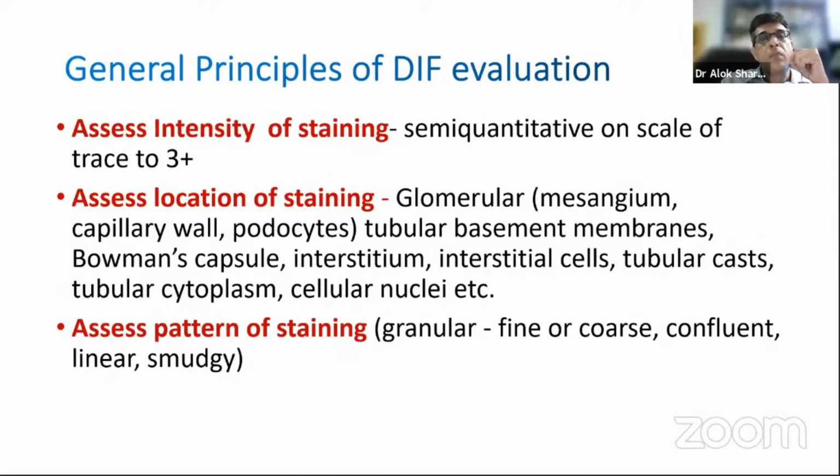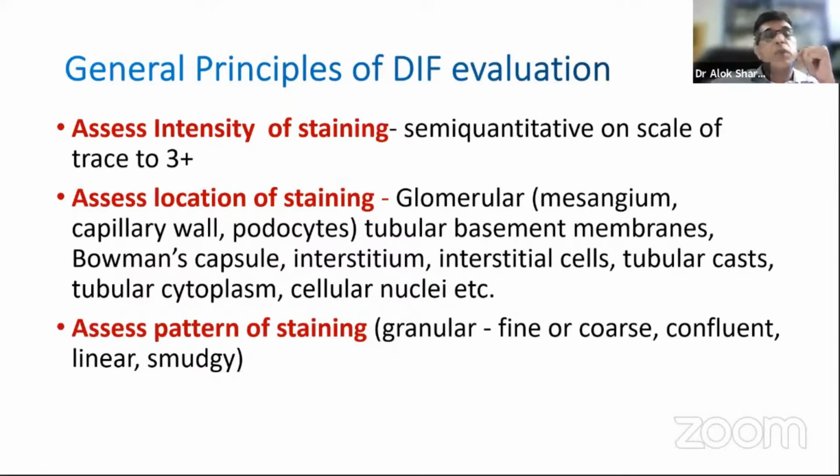Now, as Dr. Seshan had pointed out, there are three basic principles of evaluation of direct immunofluorescence, and this will apply to whatever compartment of the kidney we are looking at. So first is the intensity of the staining. Most of the labs use 0, trace, 1 plus, 2 plus, 3 plus. 3 plus is the maximum intensity, and some labs also use up to 4 plus. So it depends on which institution or which place you are practicing. We use 3 plus as the maximum intensity.